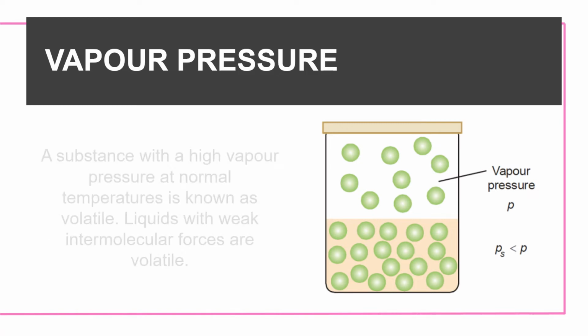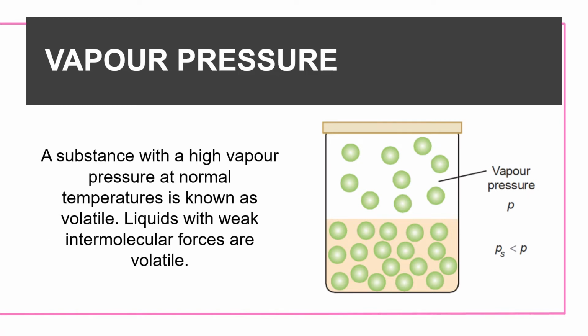A substance with high vapor pressure at normal temperatures is known as volatile. Liquids with weak intermolecular forces are volatile.